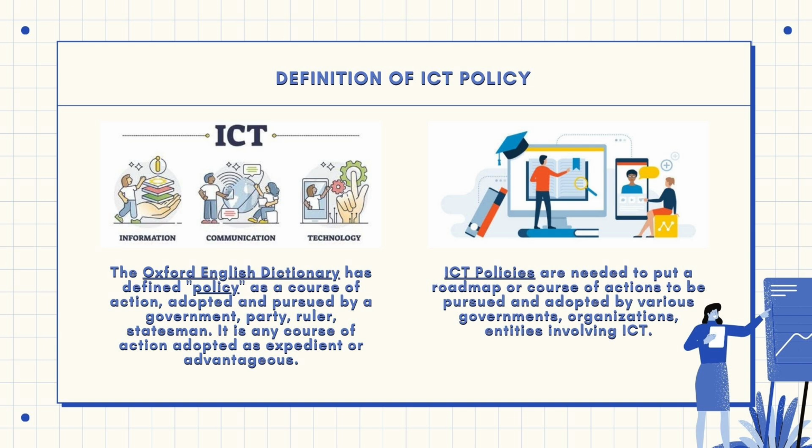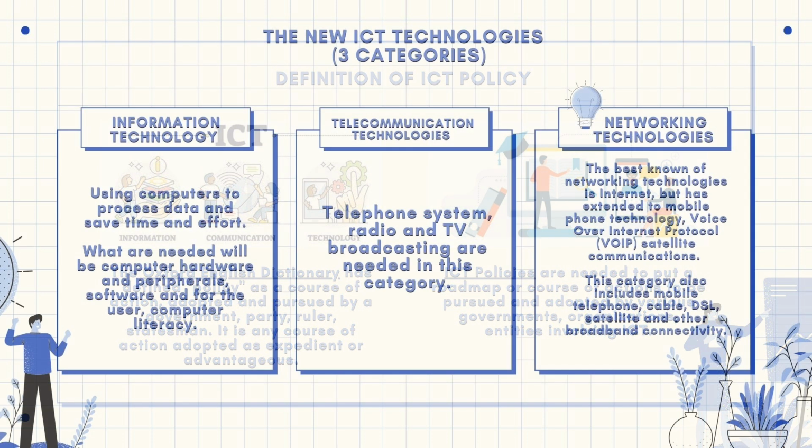The ICT policies are needed to put a roadmap or course of action to be pursued and adopted by various governments, organizations, and entities involving ICT. These include principles and guidelines in the use of ICT, which cover three main areas: telecommunications, these are the telephone; broadcasting, radio and television; and internet.